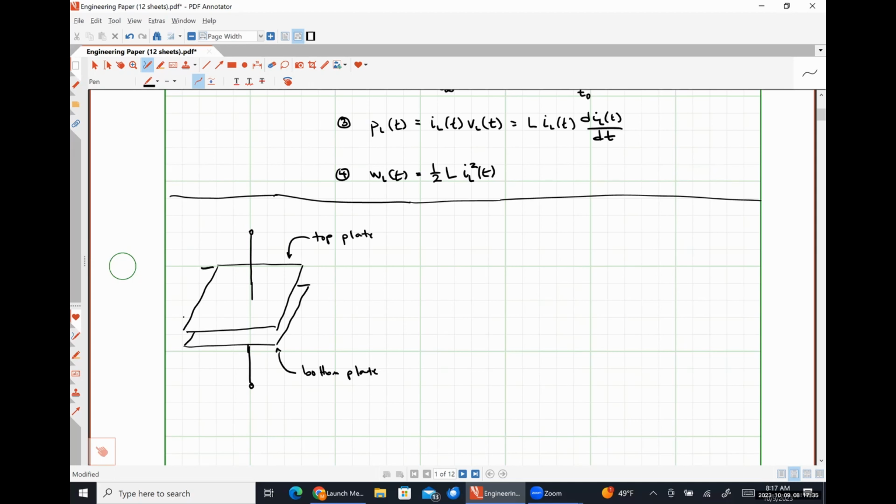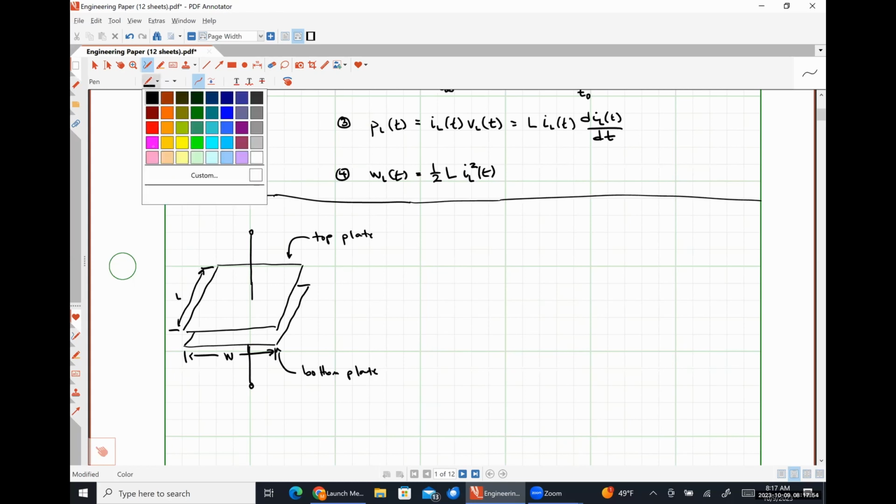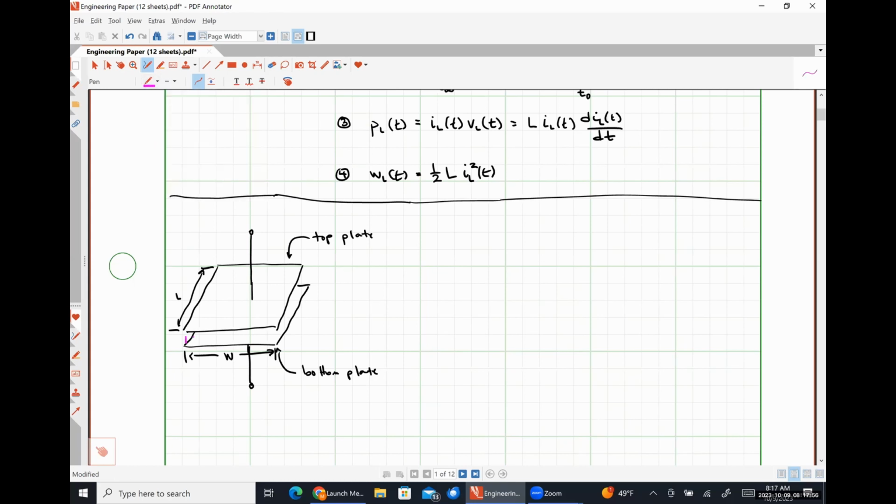The area of the plates is important, so I'm going to characterize this dimension as the length of the plate, and this dimension as the width of the plate, so that the area is simply L times W. And separating the two plates, we typically have what's called a dielectric material.